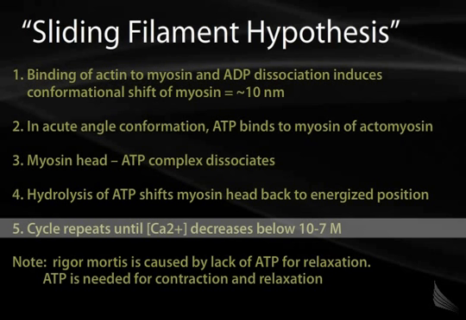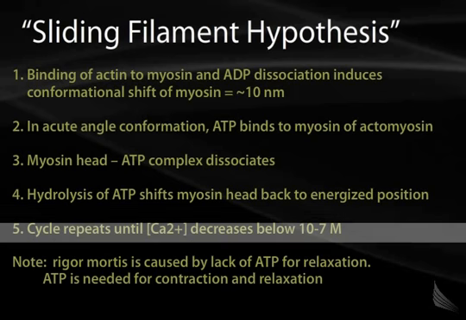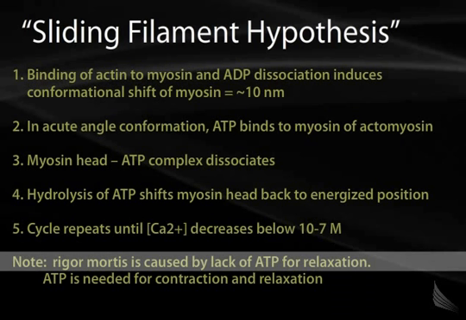Interestingly, this mechanism explains the well-described phenomenon of rigor mortis. Rigor mortis is stiffening of the muscle that occurs after death. This is due to two factors. Number one, the lack of ATP production after death causes intracellular calcium levels to rise because ATP is not available to power the active transport processes that pump calcium out of the cytosol.